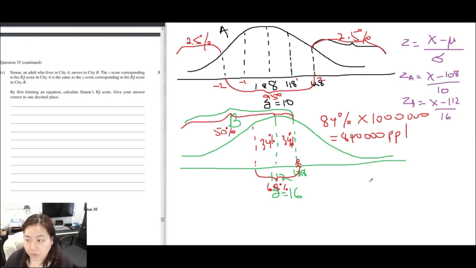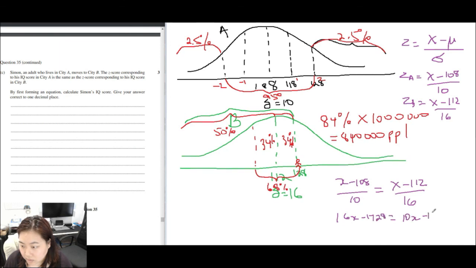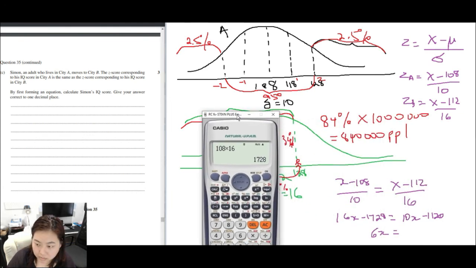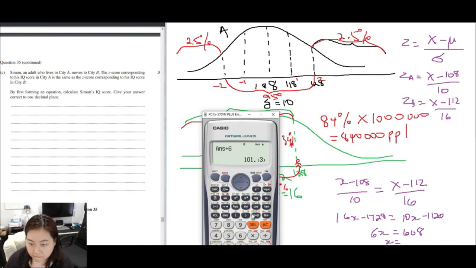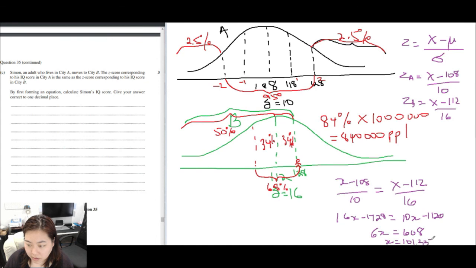And they're the same, so we can equate them. X minus 108 over 10 is equal to X minus 112 over 16. I'm gonna cross multiply: 16 times X minus 108 times 16, 1728, equals 10X minus 1120. And minus 10X, that's 6X, plus that much, can't do that in my head. It's 1728 minus 1120, 608. X equals 101 and a third, 101.3 repeating.